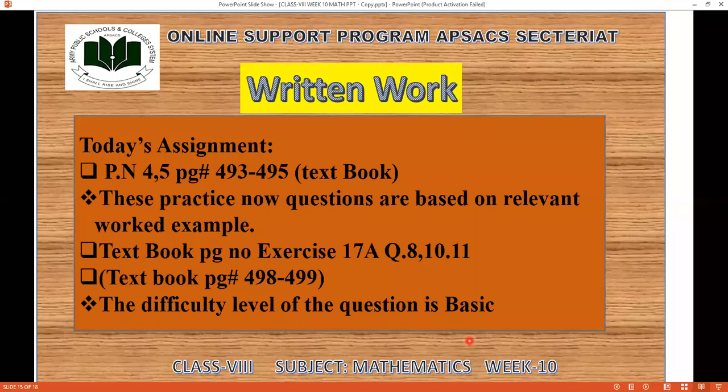And here we are having the written work: practice now 4 and 5, and the worked example also you have to attempt, and all these practice nows are based on the relevant worked example. Textbook page number 493 to 495. Textbook exercise 17A, question number 8, 10, and 11, page number 498 to 499. And the difficulty level of the questions is basic.